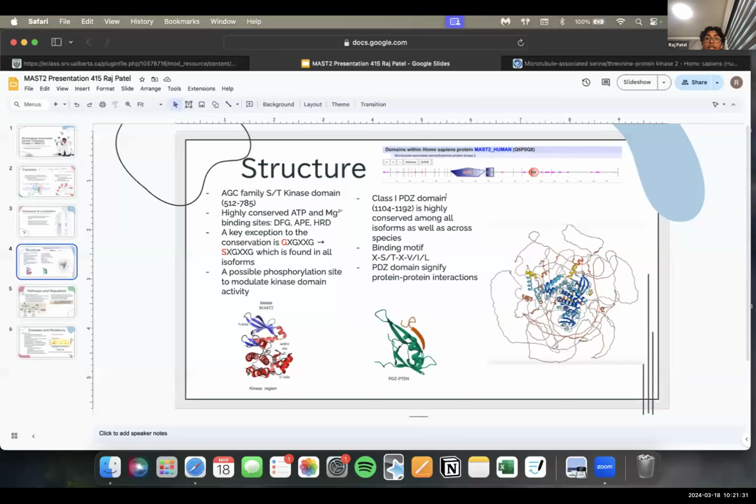There's also a class 1 PDZ domain at these positions, and it's highly conserved among all isoforms as well as species, primarily because it's a key protein-protein interactor with P10, and the binding motif is this over here. And so this image down here shows us that this green portion is the PDZ domain, while this orange portion is just a C-terminal part of P10.